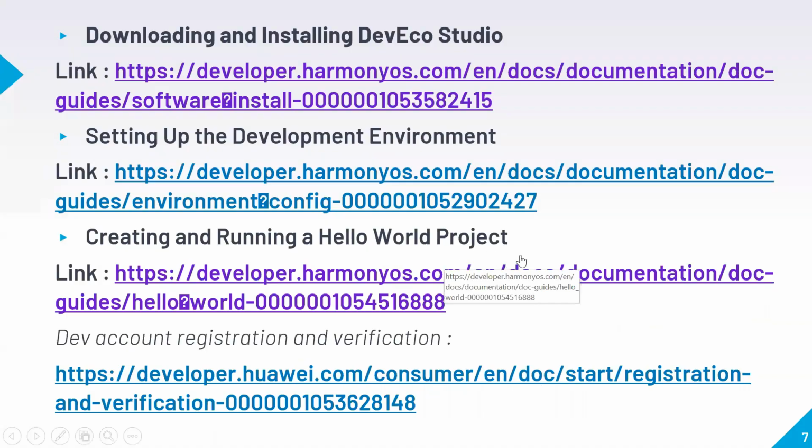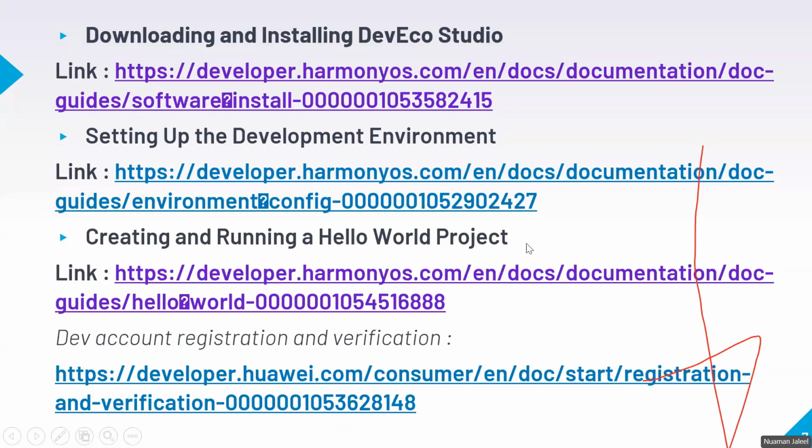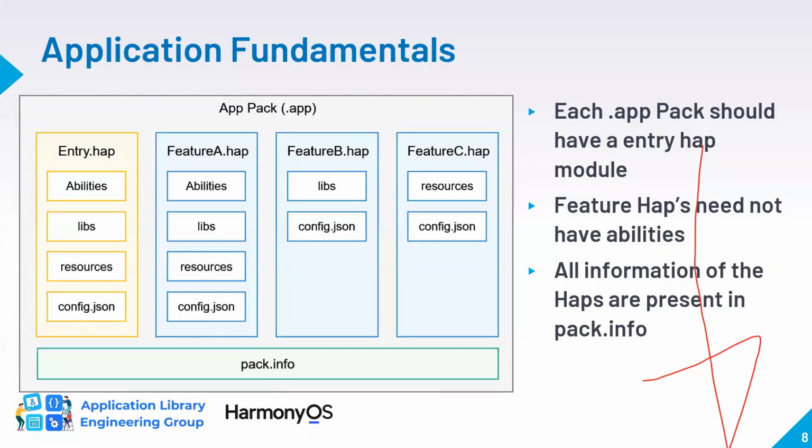Next we'll try to learn about what are the app fundamentals that you need to know before we dive into the development. So this diagrammatic view, whatever you see, is actually the logical view of the application of a HarmonyOS. Okay, so in this view, you can see there is a .app, and you can see there is a .hap, and then pack info, various terms. So .hap means it's a HarmonyOS package. That is the full form of it.